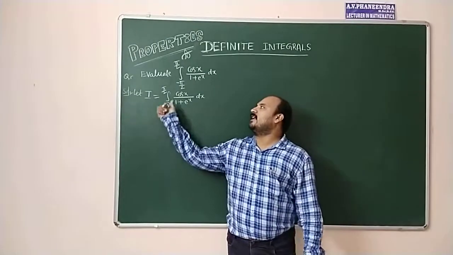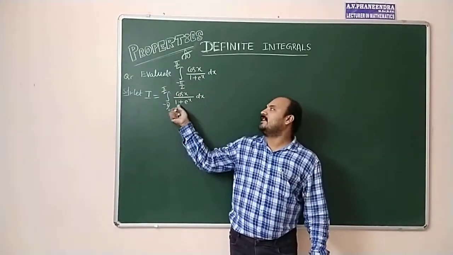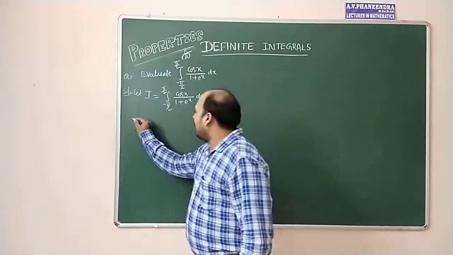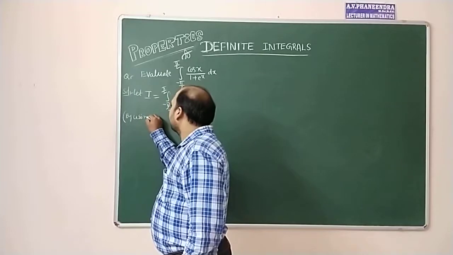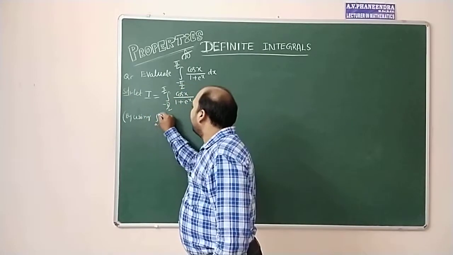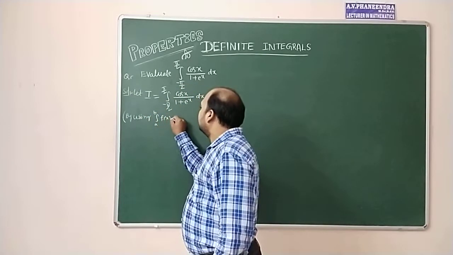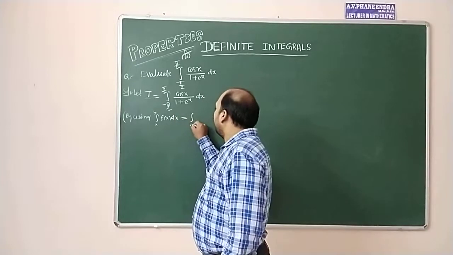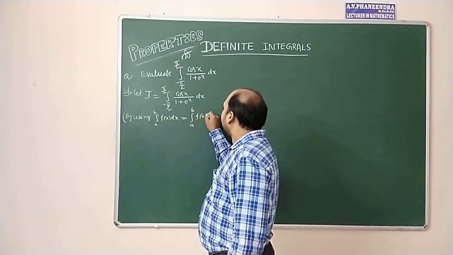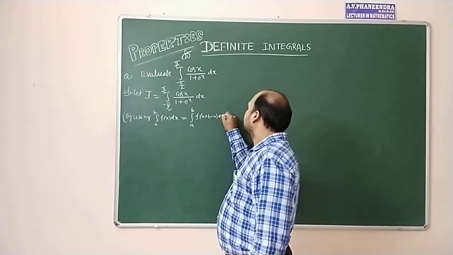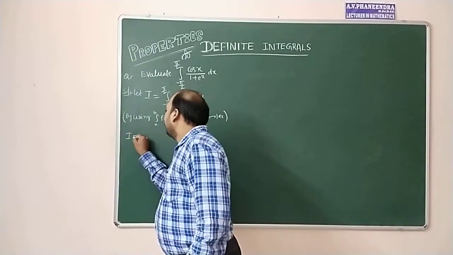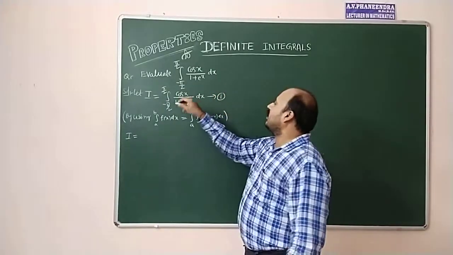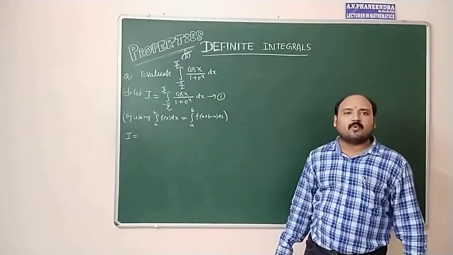It is in the form of integral a to b f of x dx. So by using the property, integral a to b f of x dx is equal to integral a to b f of a plus b minus x dx. By using this property, I becomes I is equal to, you keep that as equation number 1. Whenever you are assuming I, you can keep it as equation number 1.